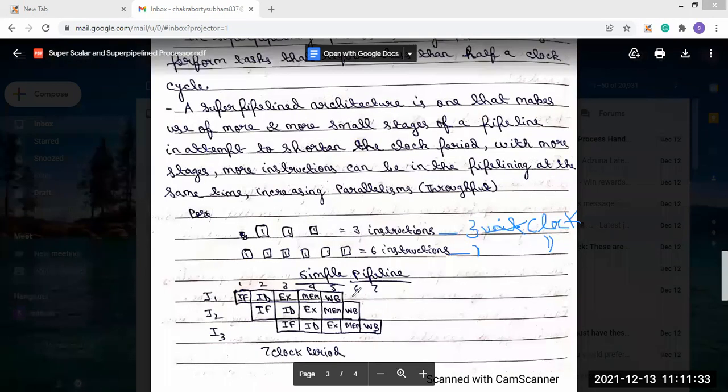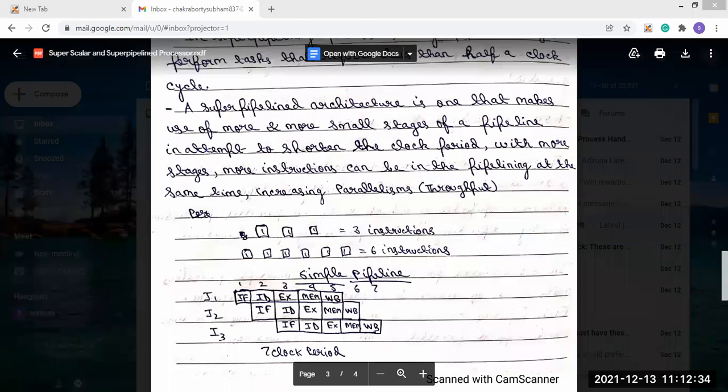Now in the sixth clock cycle, instruction 1 is already completed, so no stages of instruction 1 are present at this moment. Instruction 2 is using the write back, so now it is completed. And instruction 3 is using the memory. Then in the seventh clock cycle, instruction 1 is not there, instruction 2 has already completed its execution, and only instruction 3 does the write back, and the final execution is done. So a total of 7 clock cycles is required for the execution of the 3 instructions in simple pipelining.